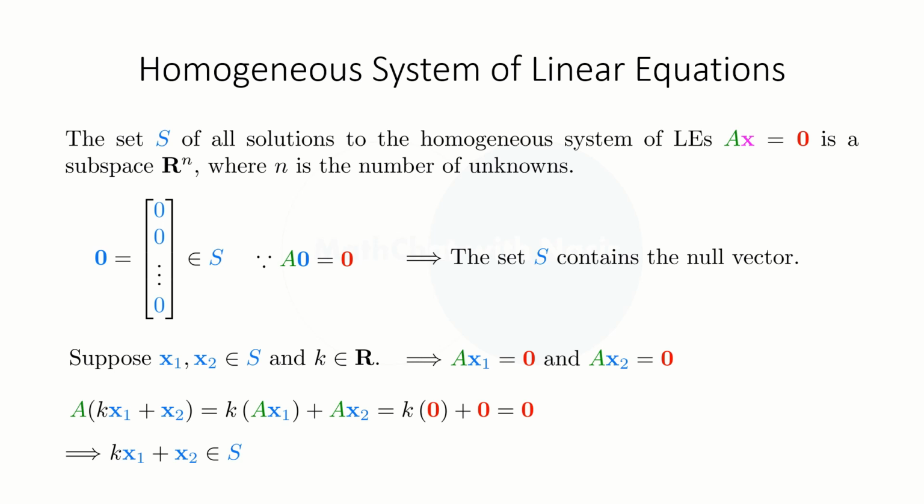Let me summarize it. A subset must have two properties to be a subspace. First, the subset must contain the null vector, and second, if x1 and x2 are two elements in the subset and k is a scalar, then kx1 plus x2 also belongs to the same subset. I have shown that the solution set S of a homogeneous system of linear equations contains the null vector, and secondly, if x1 and x2 are in the solution set S and k is a scalar, then kx1 plus x2 also belongs to the solution set. Therefore, the solution of a homogeneous system of linear equations is a subspace of Rn.